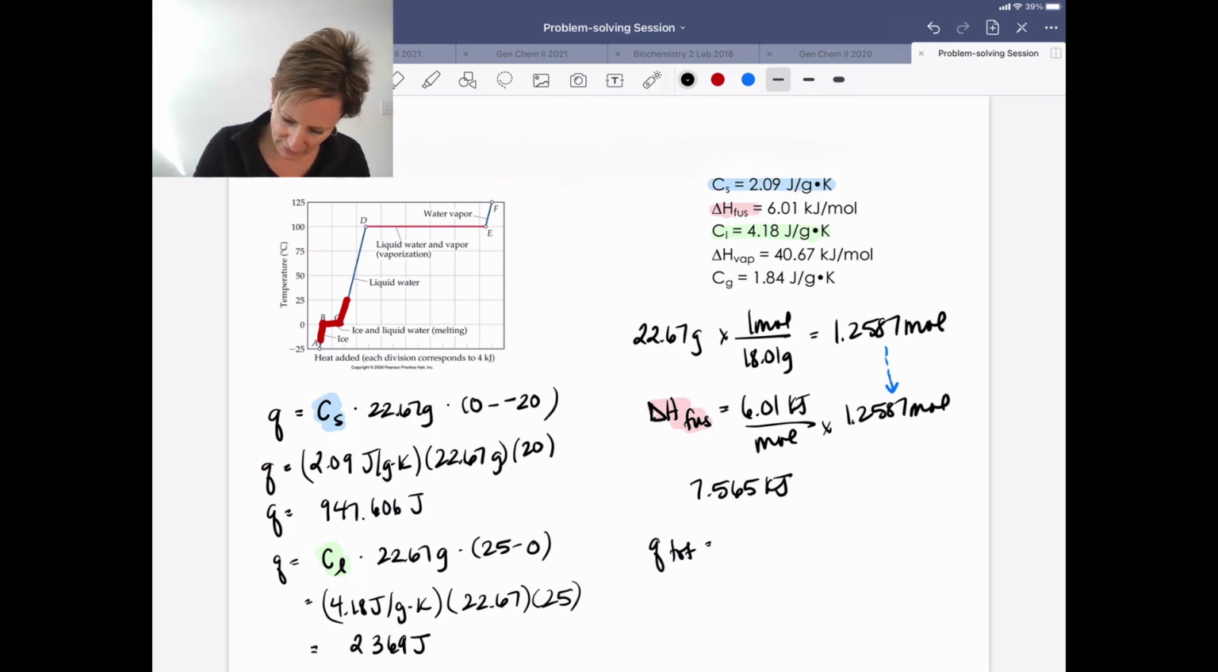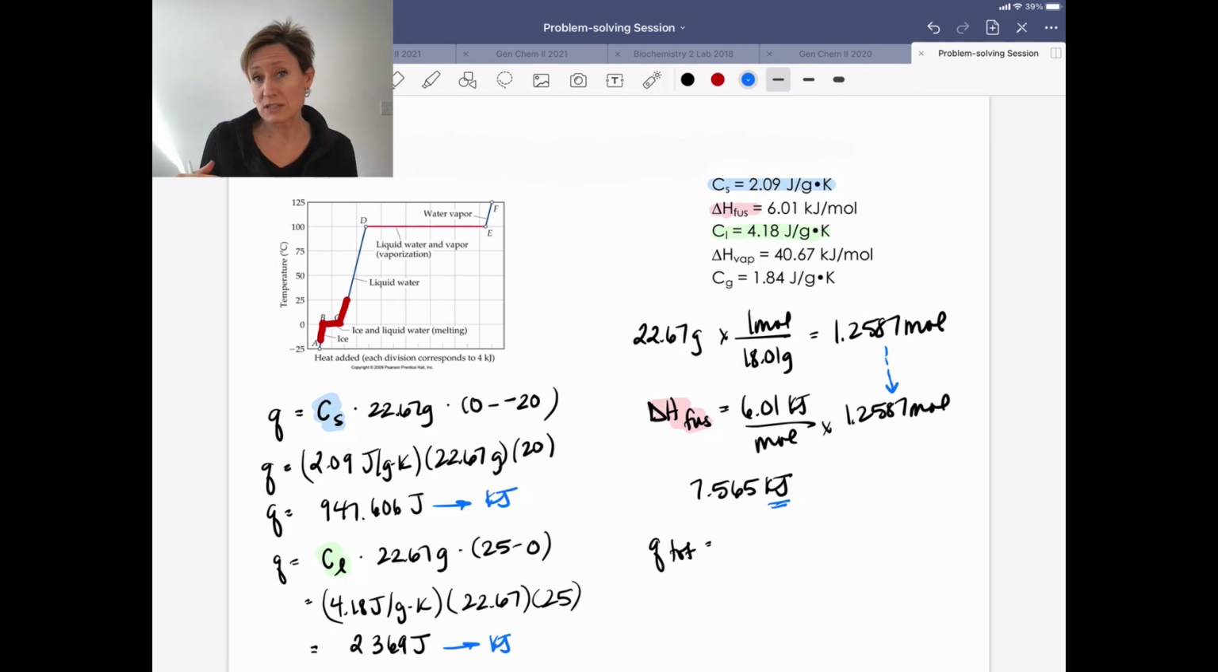And now my heat total is going to be adding all three of these together. So I'm going to be adding 947.606 plus 2,369, and let me keep my units in here. I want to make sure we keep our units because I'll have to convert either one to joules or the other to kilojoules. Actually, let's do it this way, it might be easier. This is the way I did it on my key anyway. I'm going to convert these two to kilojoules because this one's already in kilojoules. Unless I specify in the answer, you could do either one.